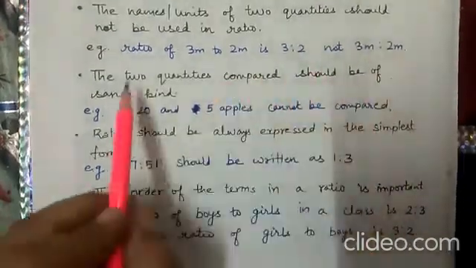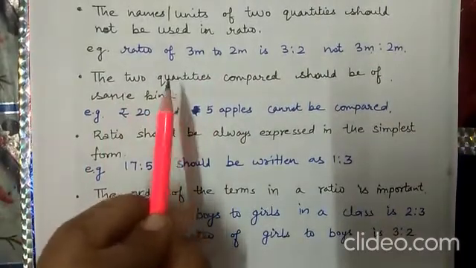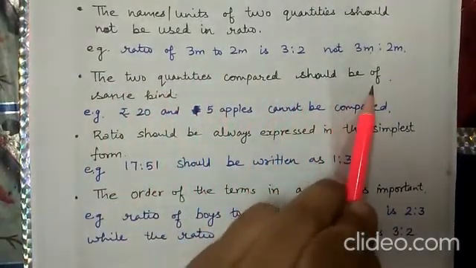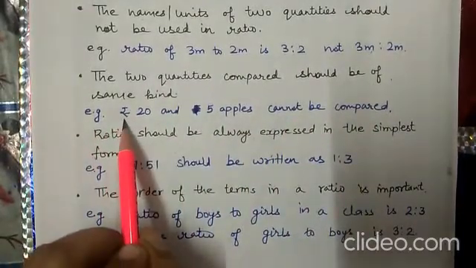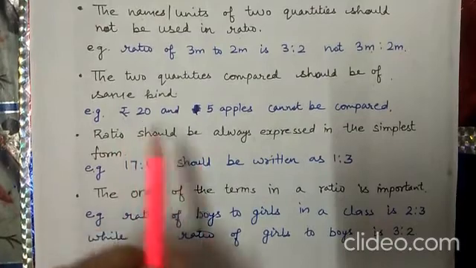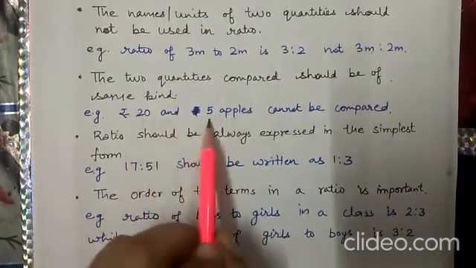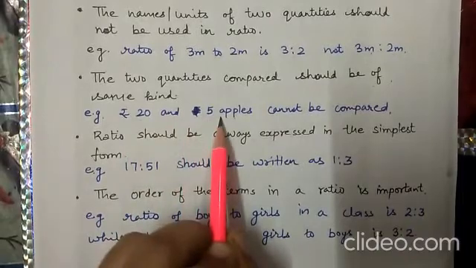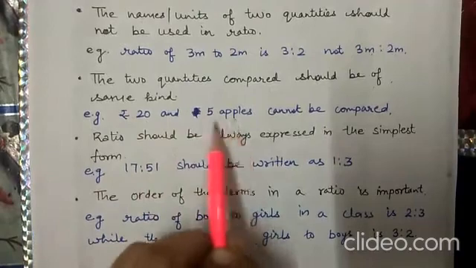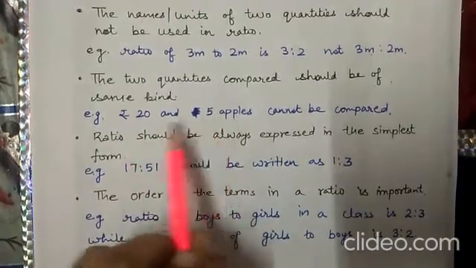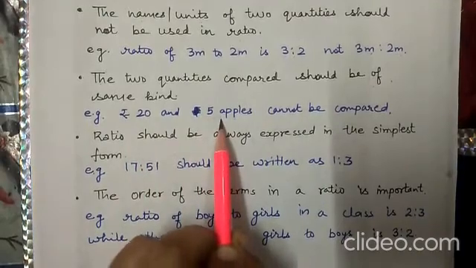Clear? Next, the two quantities compared should be of the same kind. That means if I have to find the ratio of rupees 20 and 5 apples, it is not possible because their units are not the same. If here is rupees, then here also should be rupees. Two different quantities, two different things cannot be compared.